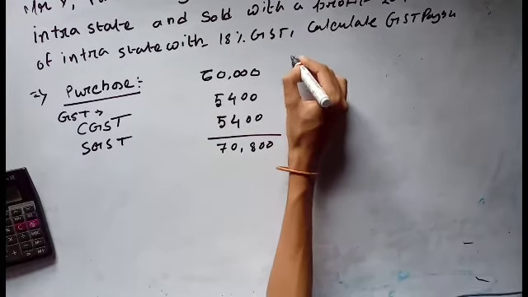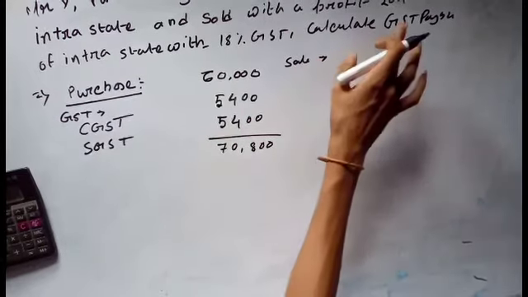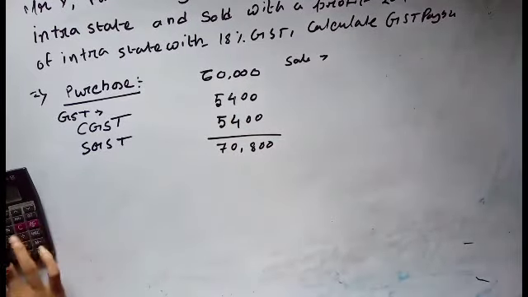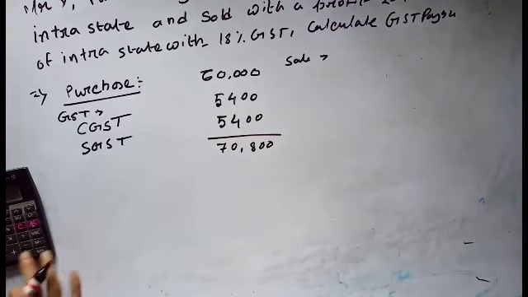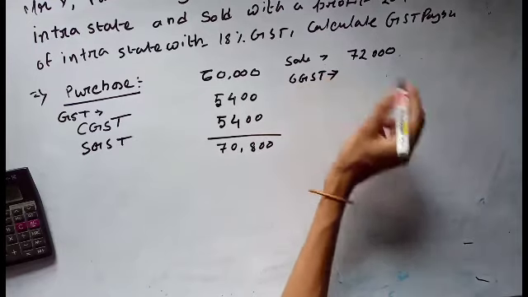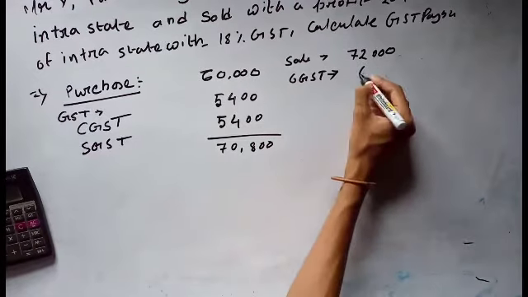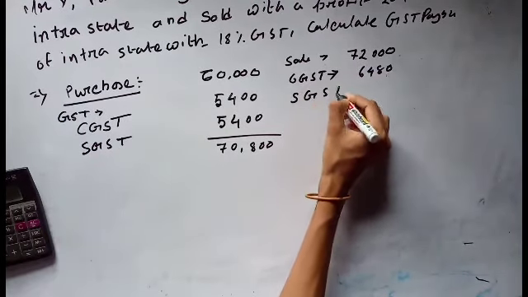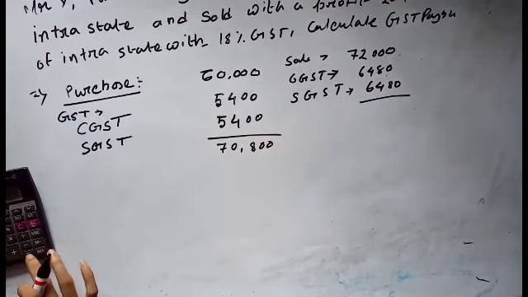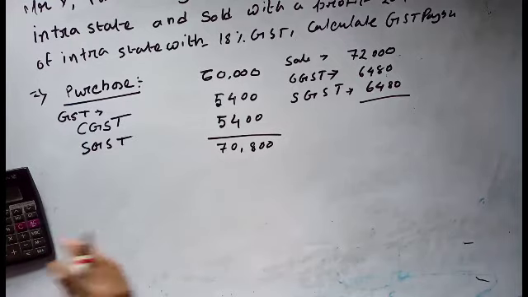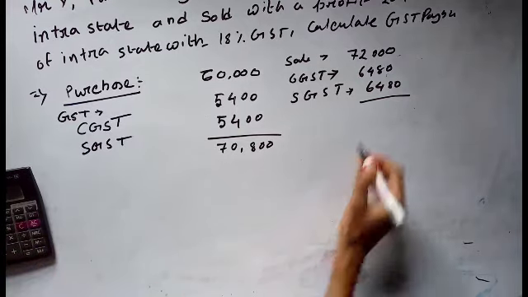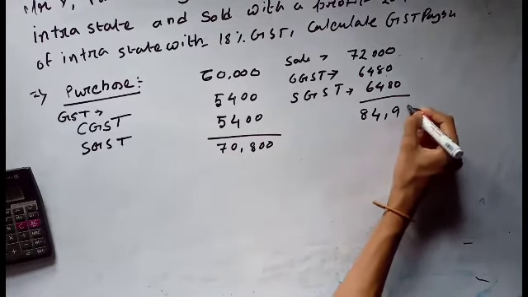Now for sale, which has 20% profit. It means 60,000 by 100 into 120. What will we get? 72,000. We charge CGST on 72,000 into 9% and SGST on the same amount. So the total amount is 72,000 plus 6480 plus 6480, which is 84,960.